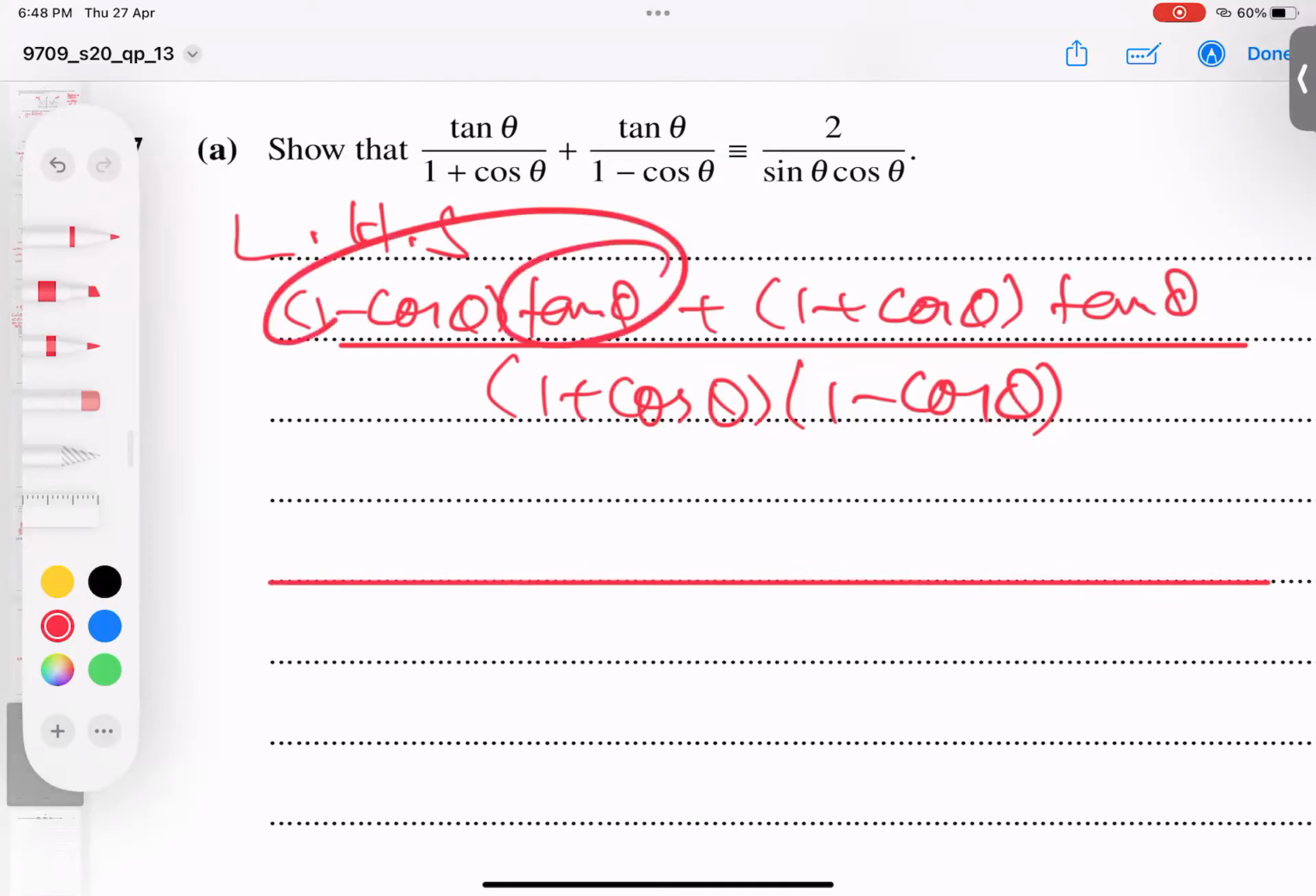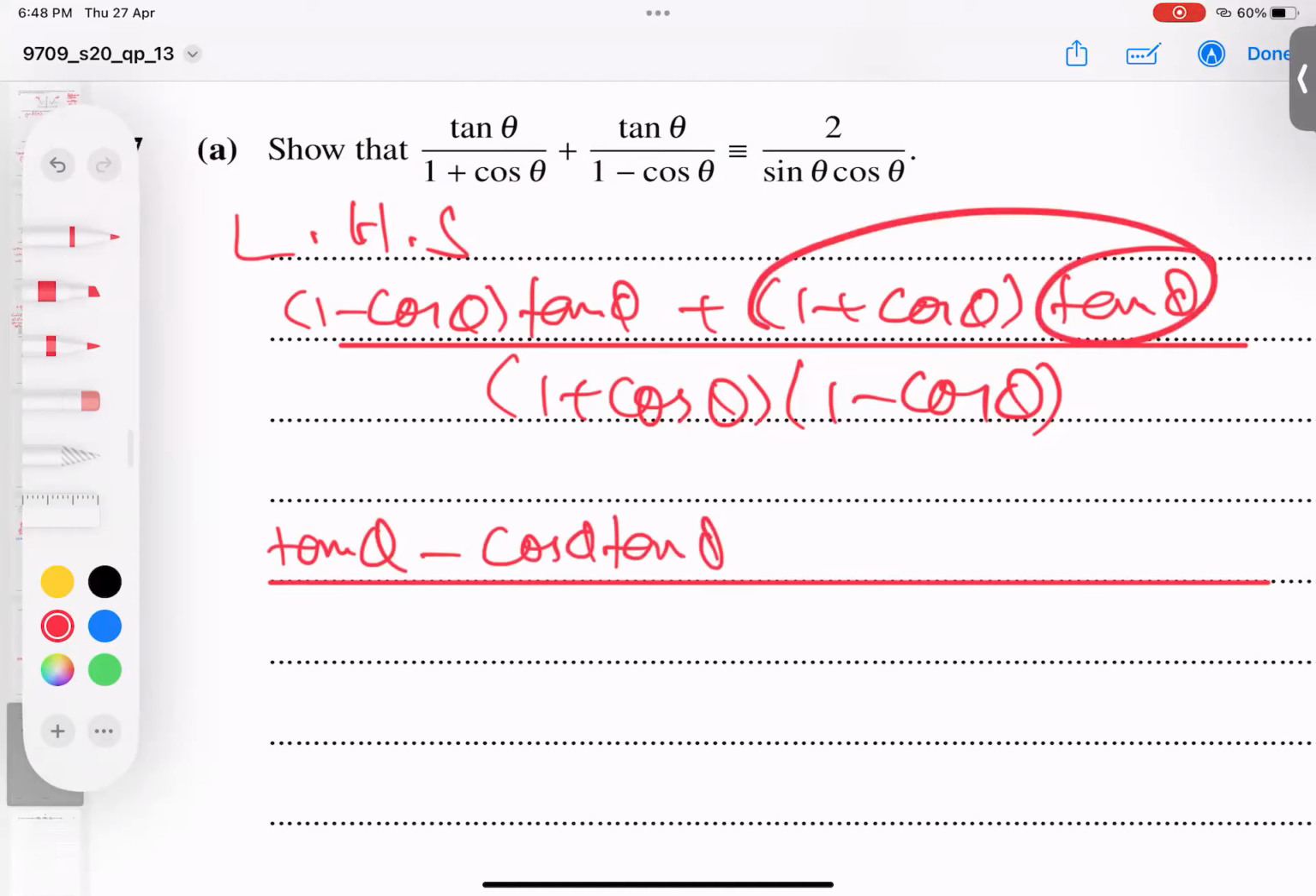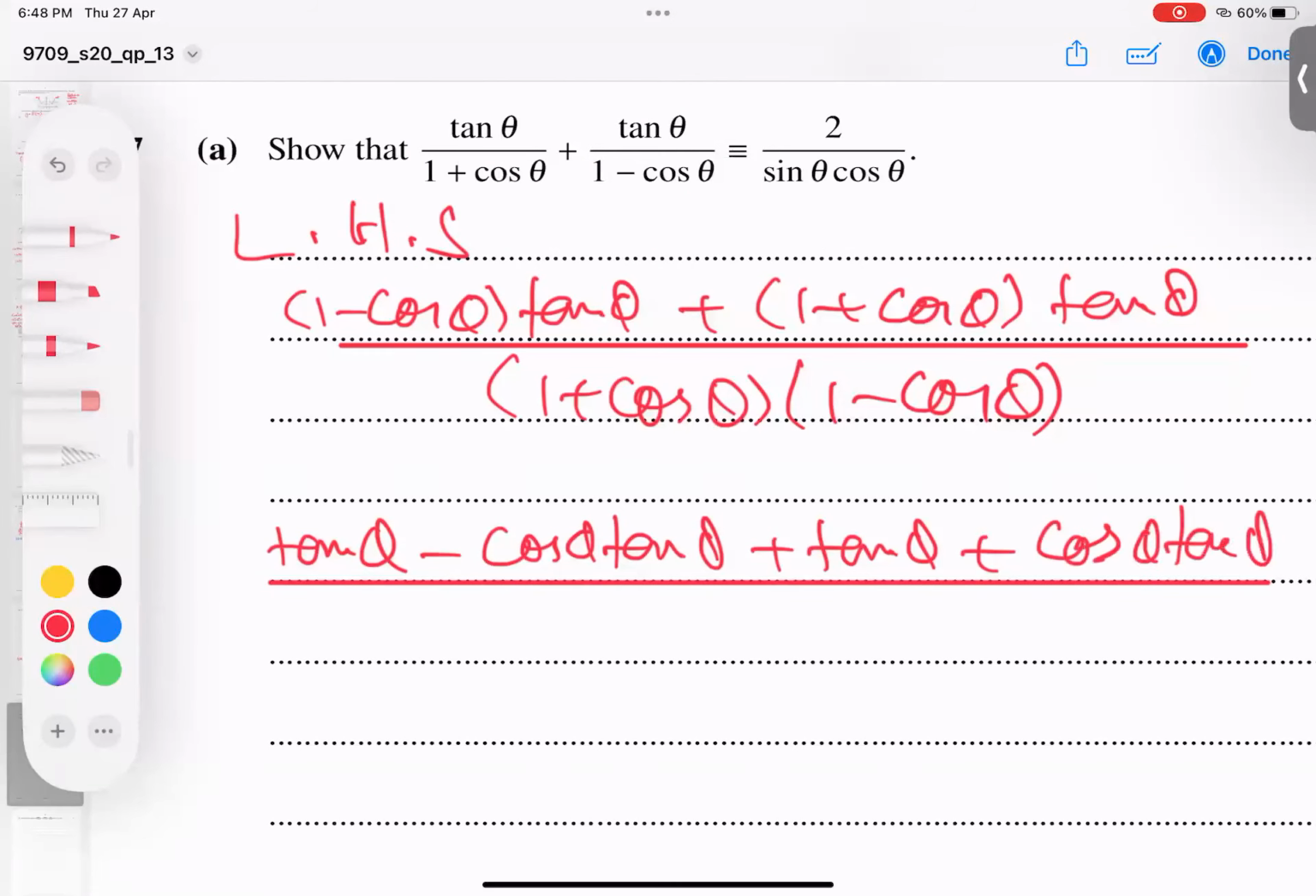So tan into 1, I get tan. Tan into cos, I get cos theta and tan theta together. Tan ones are tan, okay, no problem at all. Tan into cos, I got cos theta and tan theta.